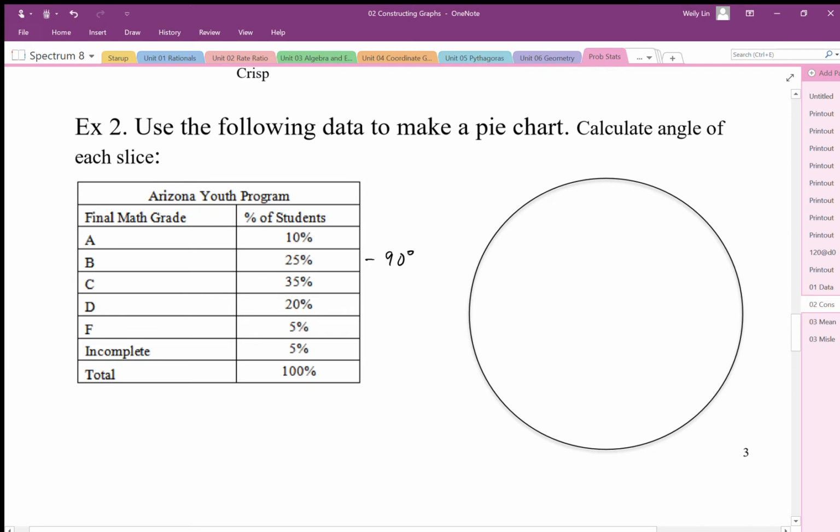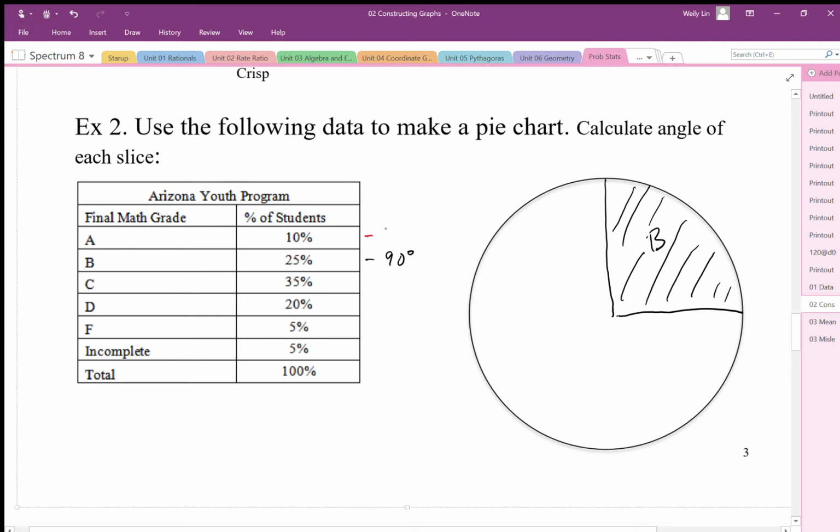Okay, and final math grade of B is going to be 25%. I know that's going to be a quarter. So this is my B grade. Okay, so there's my B grade, and that's a good place to start. That's 90 degrees. So I'm going to go for A's here. Okay, in this class, there's only 10% A's. That's going to be 36 degrees. So 36 degrees is going to be something about here.